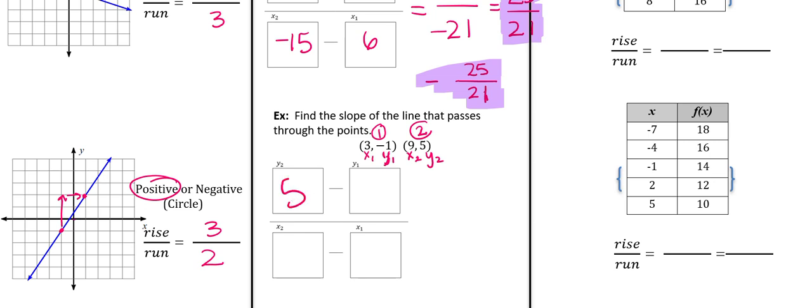Y sub 1 is a negative 1. X sub 2 is a 9. X sub 1 is a 3. Again, I need to subtract these numbers, so I've got minus a negative, so I'm going to add them. That becomes 6. 9 minus 3 becomes 6. I can simplify right now, and this becomes 1 over 1 or just 1.